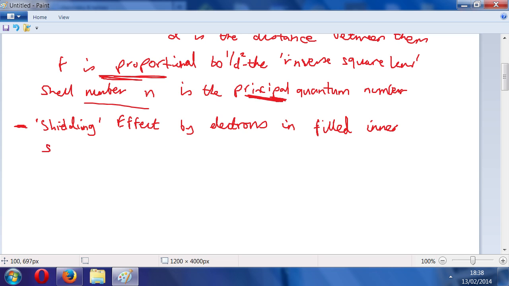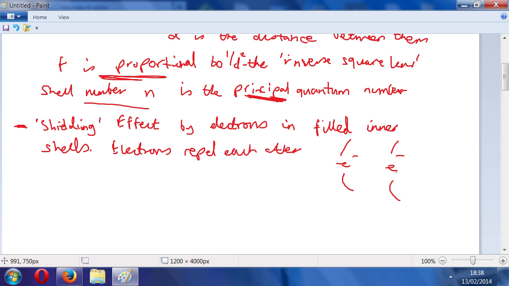Field shielding effect by electrons in inner shells. Yeah, so they repel each other, the electrons, don't they? They're not interested in each other, as you can imagine. So you've got these little electrons, and there's the shell. This one's going to want to go this way, this one's going to go this way. So they repel each other, the electrons, and that's the shielding effect. Electrons repel each other, reducing positive nuclear charge.